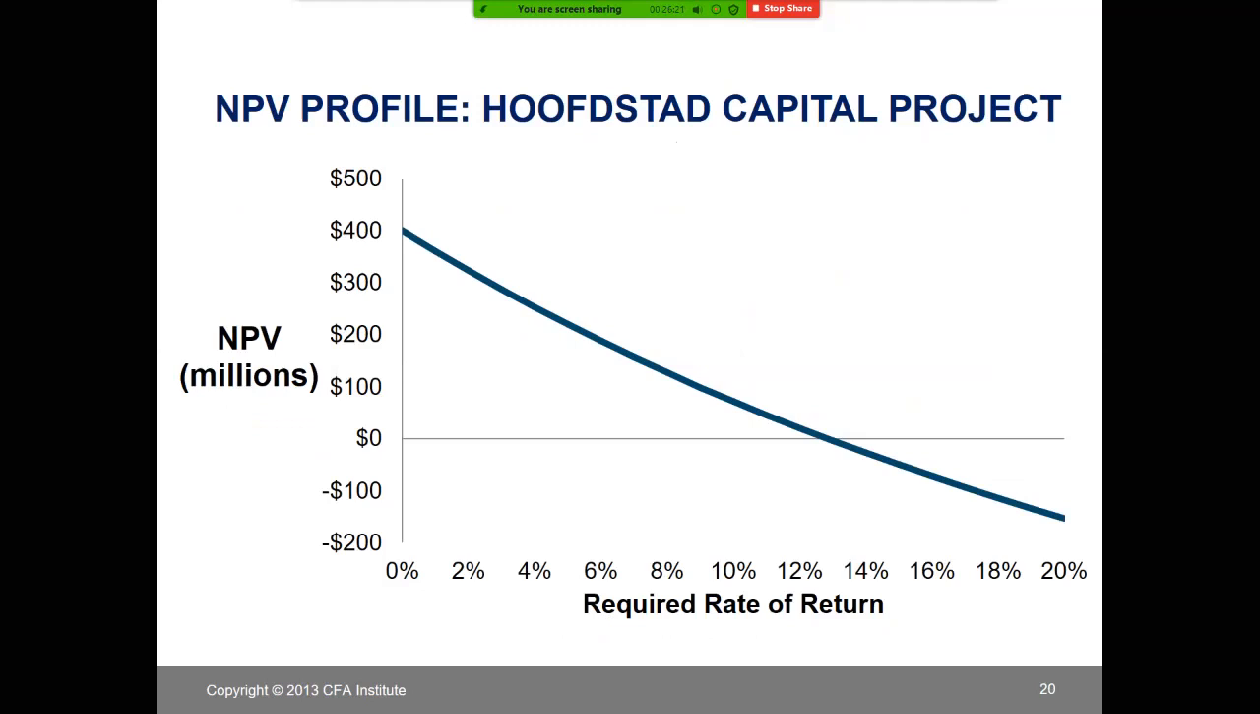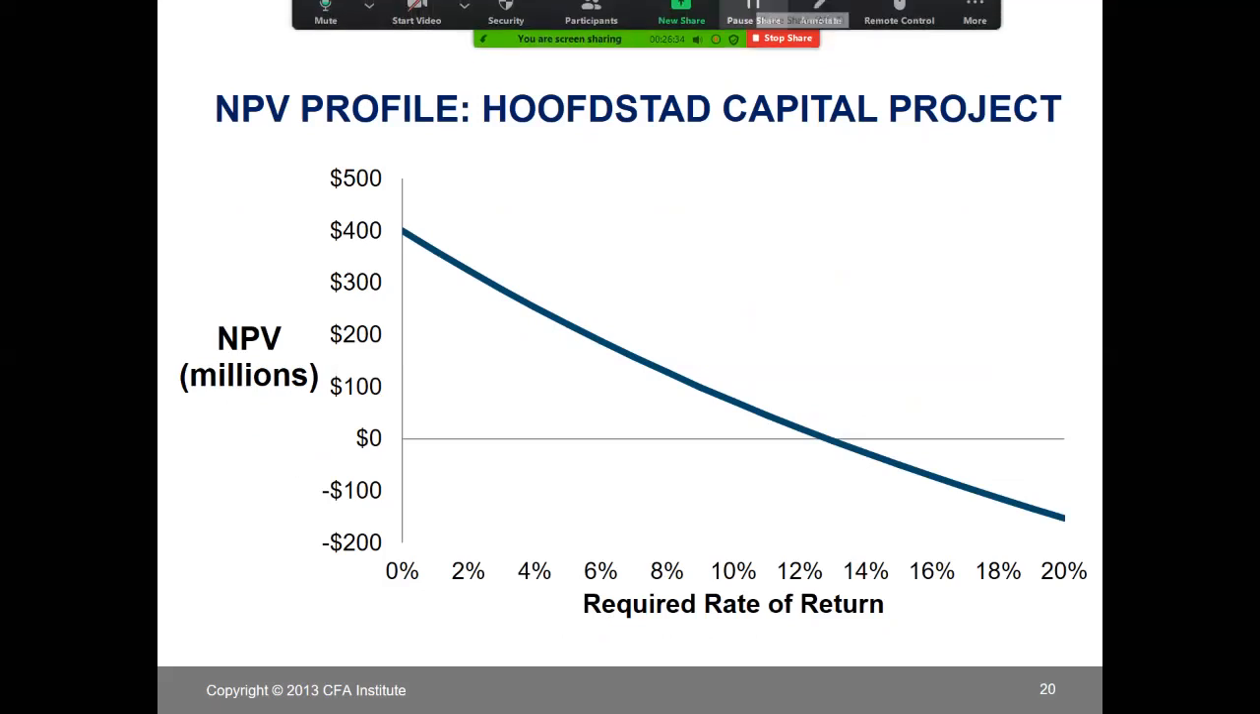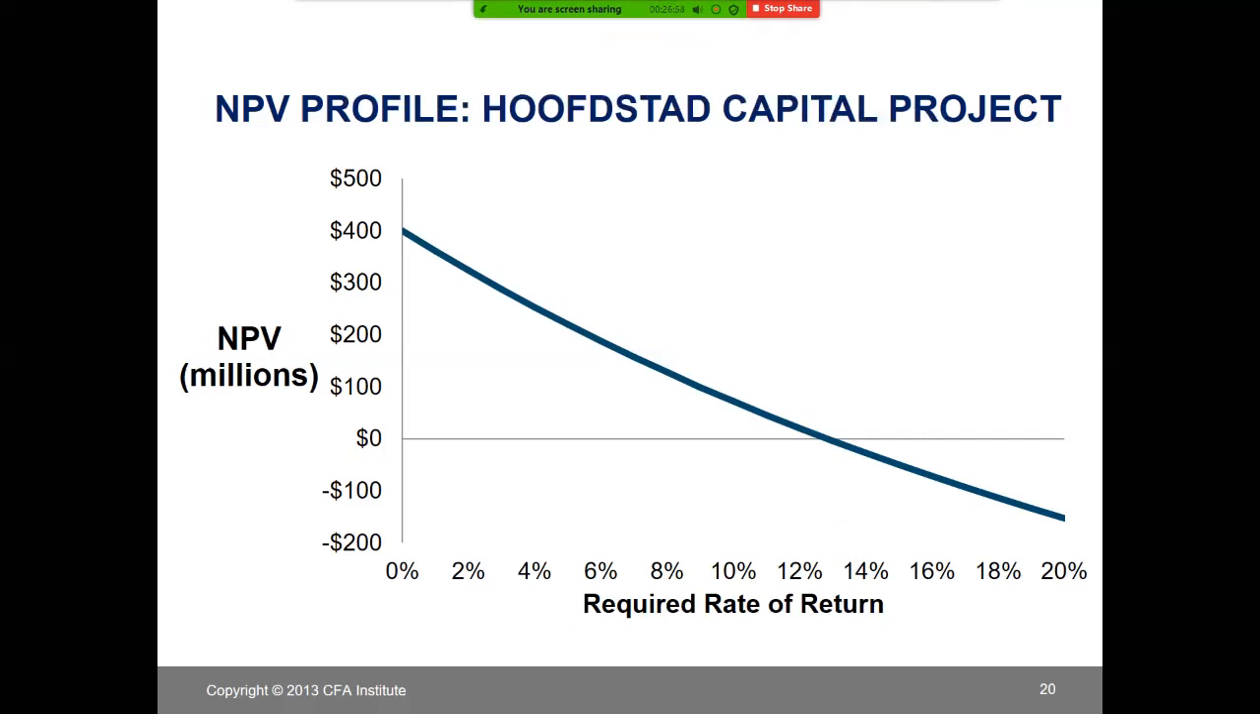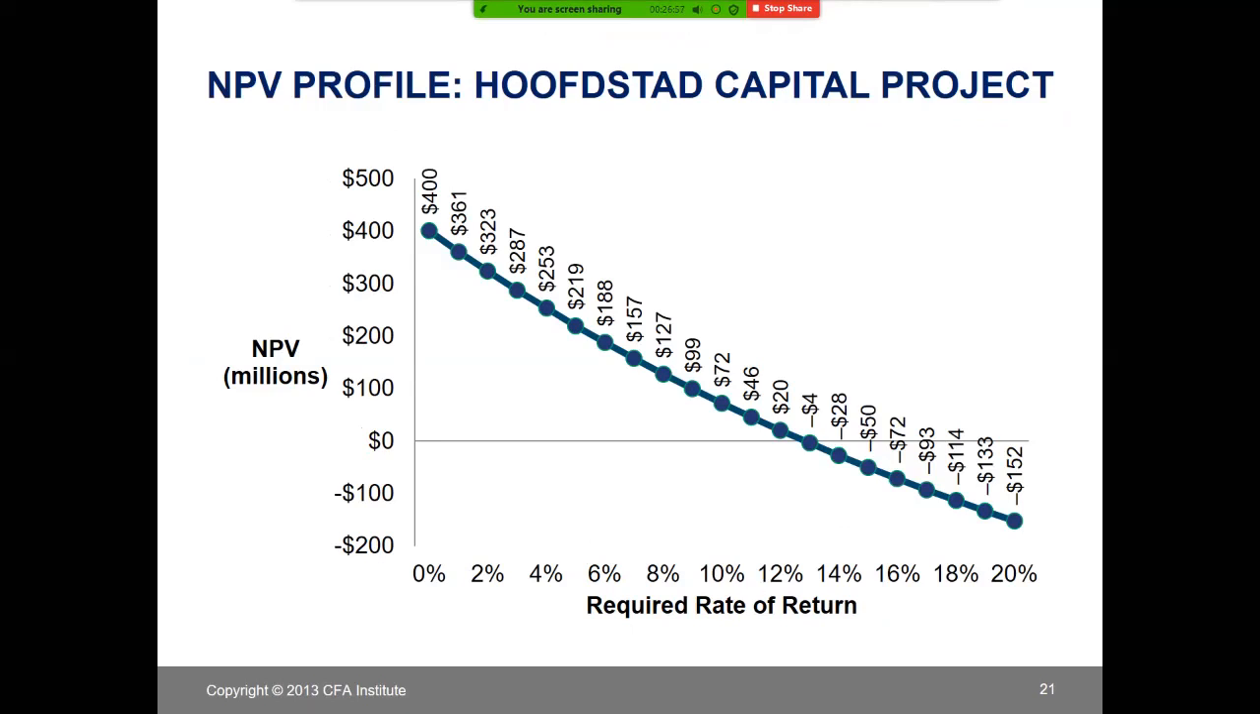If you want to see it numerically here, the highest one, if our interest rate is 0, then NPV is 400. As the interest rate or required rate of return grows, we can see that the NPV is falling down. So it's a downward sloping curve. So there's an inverse relationship between the NPV value and the interest rate. By numbers it is here. For each corresponding interest rate, we have the NPV calculated.